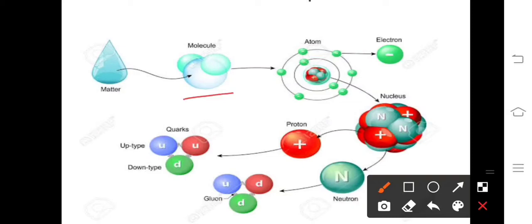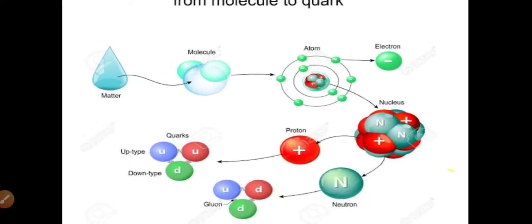Here we can see that an atom consists of a nucleus and electrons. Further, this nucleus consists of neutrons and protons. Protons have positive charge and neutrons are electrically neutral. And if you see further, a proton is made up of two up quarks and one down quark. The same way, a neutron is made up of two down and one up quark.